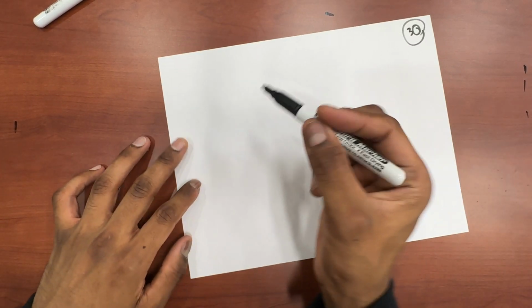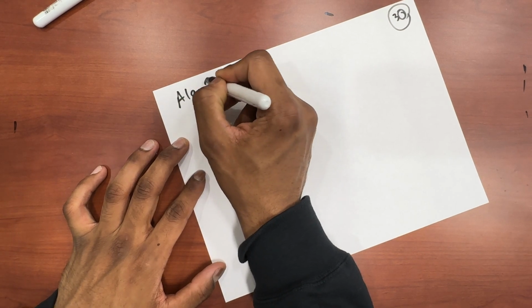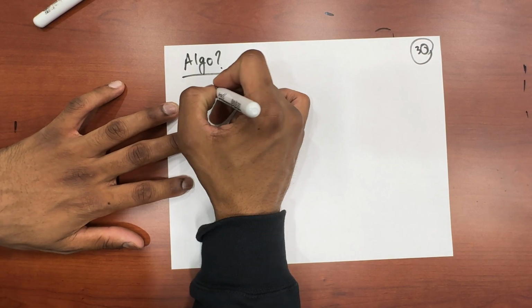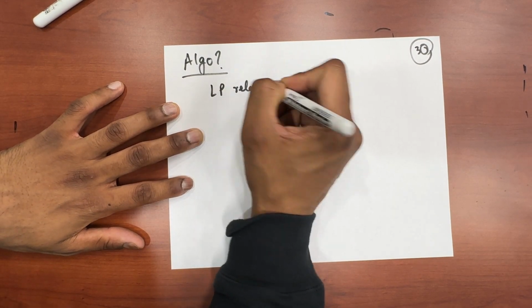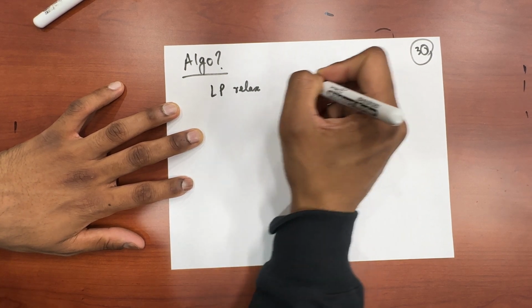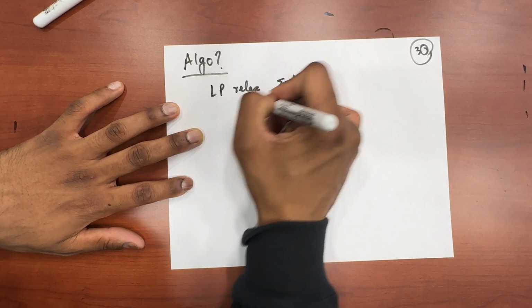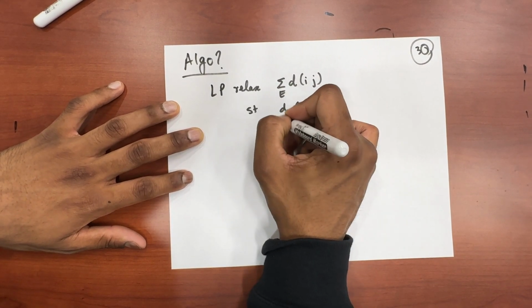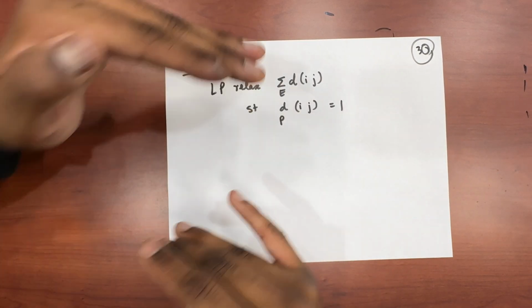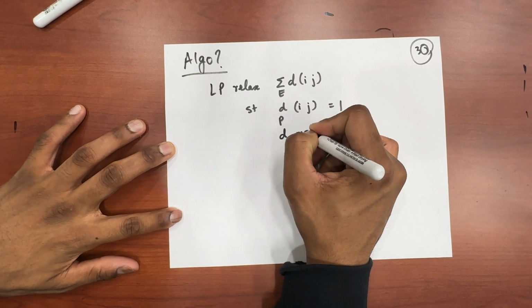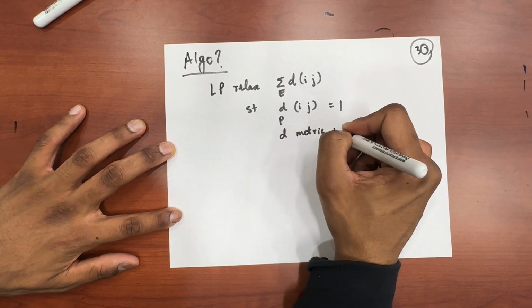So let's say someone asks me, let's do this for the completion. Give me the algo. That's it. I don't care about anything else. Just give me the algo. All right. The algo is this: LP relax Dij over edges such that Dij over pairs is equal to 1. This is that fraction, and D is a metric, so there are n cube inequalities here.